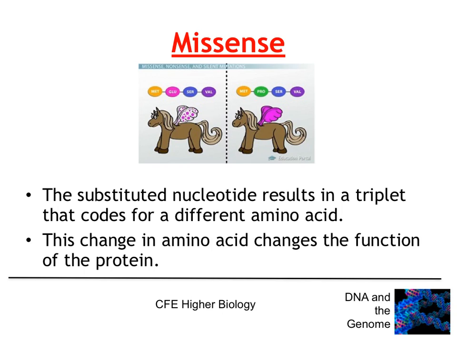So here is the missense mutation. What results with that is the substituted nucleotide will code for a different amino acid, but unlike the neutral one that we've looked at just a moment ago, this time round the amino acid that is substituted changes the function of the protein, and that could have quite a serious effect. So you have a malfunctioning protein there.